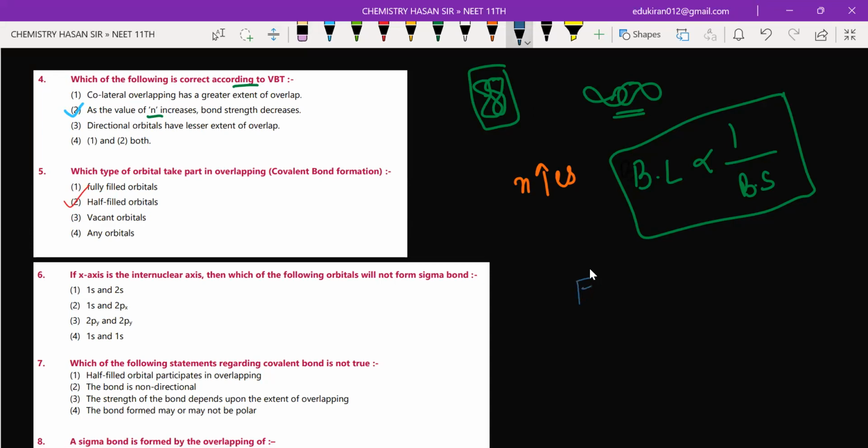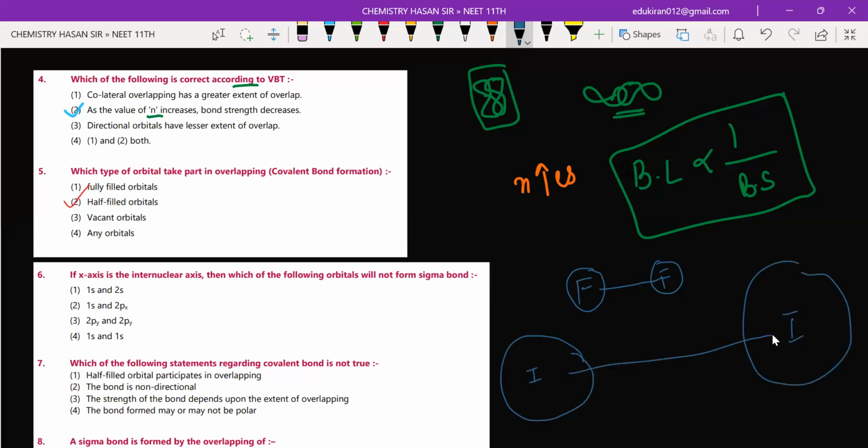If one fluorine is this much and another fluorine is this much, this is the bond length. Let's say iodine. This iodine is very big. So when the distance increases, the bond length increases and bond strength decreases. Yes or no? Yes, sir. When you do the configuration of this, you get 1s2 2s2 2p5. For chlorine, it will be 3s2 3p5. For bromine, it will be 4s2 4p5, and this will be 5s2 5p5. So n increases, so bond strength decreases. Bond strength decreases or not? Yes, sir. So that's why second is the correct answer.